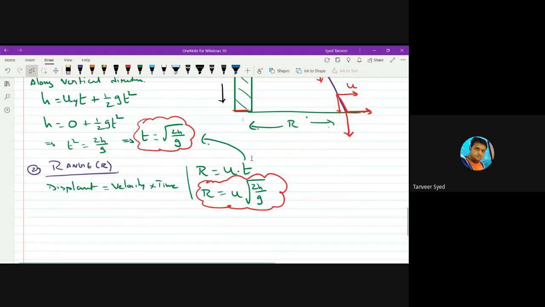Okay, so tomorrow we will do some basic models of questions based on projectile. Then we will see the next topic. That will continue tomorrow.